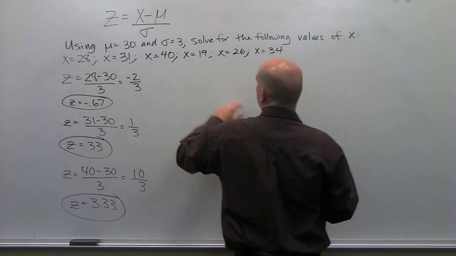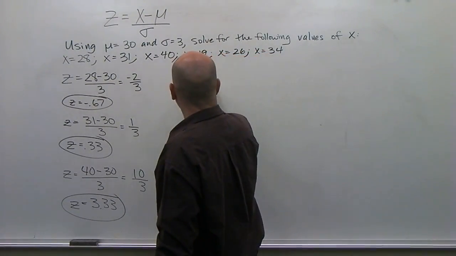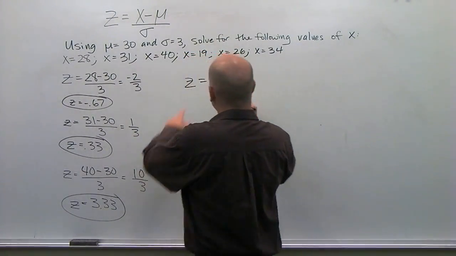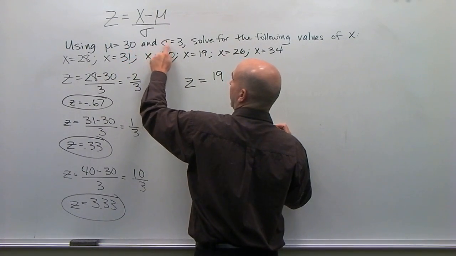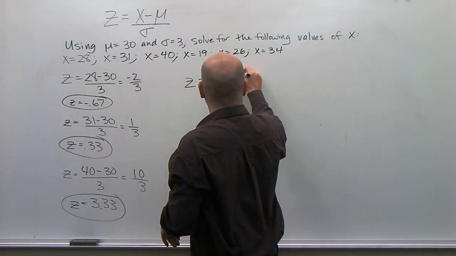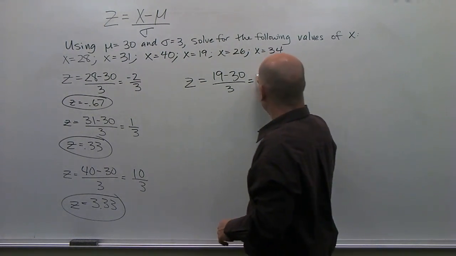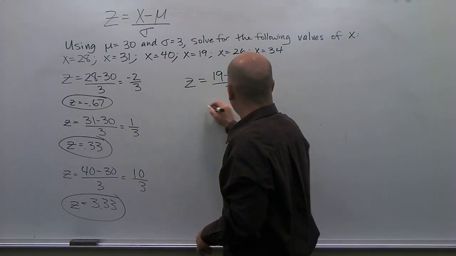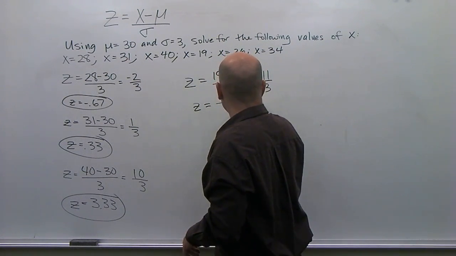Okay, we are halfway done. Let's go ahead and tackle these last three in order. Here we have z equals, x of 19, minus 30 divided by 3. That gives us negative 11/3, or the z of negative 3.67.